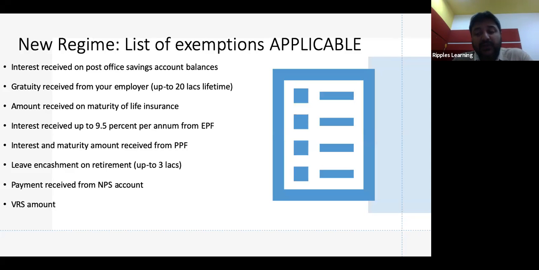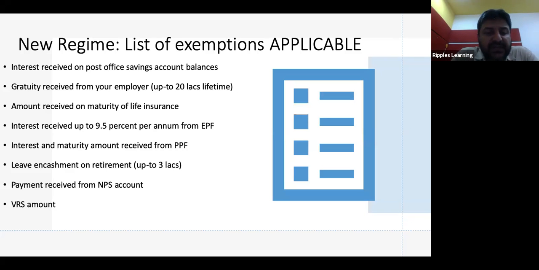Leave encashment. A lot of times when you are leaving a company, as part of full and final settlement, you get leave encashment. So up to 3 lakh is exempted. Payment received from your NPS account, or if you have taken a VRS, all that amount is still exempted even if you go to the new tax regime. So this is true for both old as well as new tax regimes.